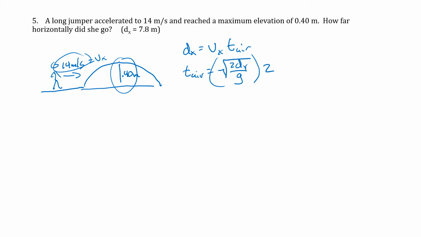If we just find the square root of 2 dy over g, we are only finding the time it takes to go from the peak up here to this point right here. That's not what we want. We need double that time to make sure we account for the way up from the initial launch.